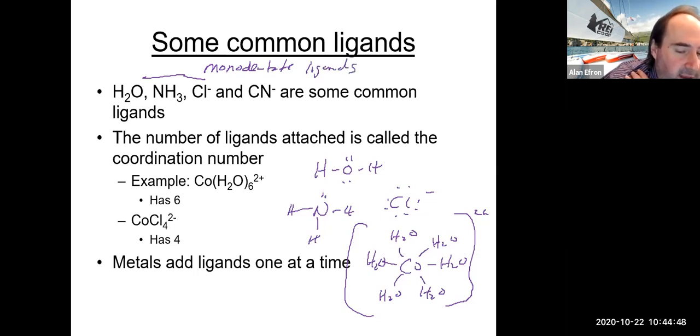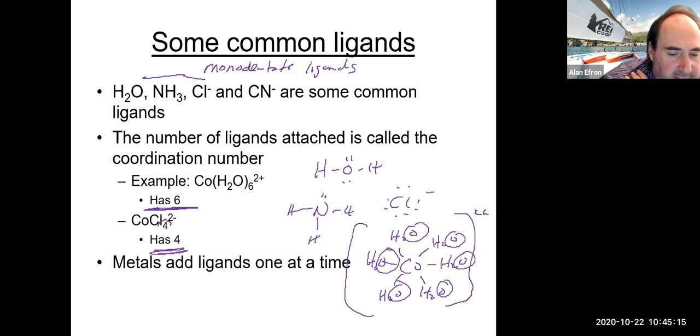Monodentate means that for every one of the water molecules, only one atom is attaching. It's the oxygen in this case, by the way, that is attaching. So in each of these, the oxygen's attaching. So that's 1, 2, 3, 4, 5, and 6 for its coordination number. Same thing when we do our cobalt that has the 4 chlorides attached. It has a coordination number of 4.